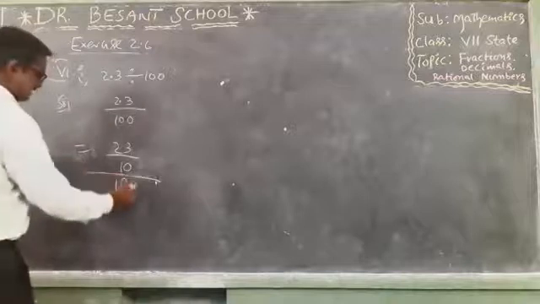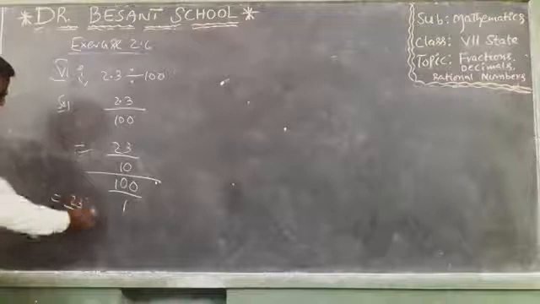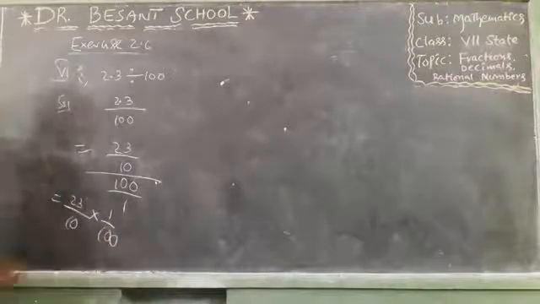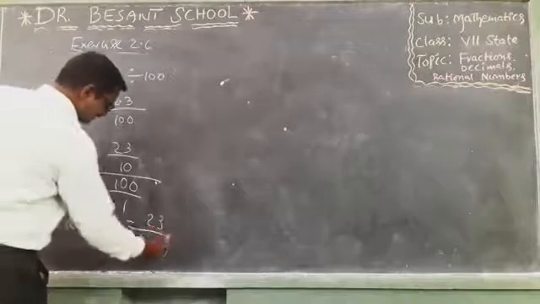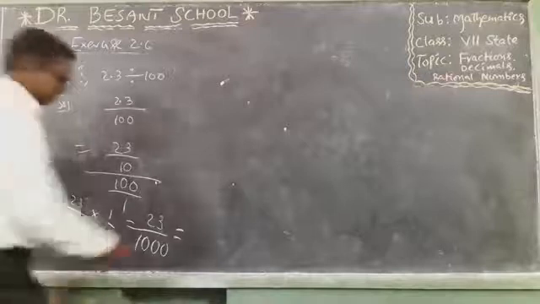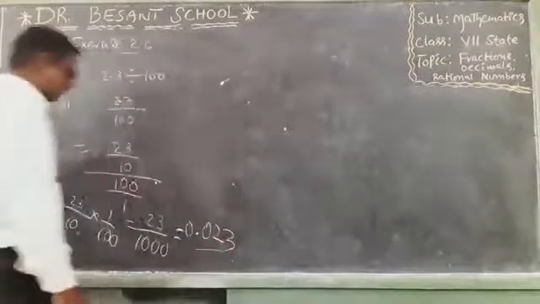Whole divided by 100 means 100 by 1. This is 23 by 10. 100 by 1 comes as 1 by 100, the reciprocal. So 23 ones are 23 by 10 hundreds are 1000. In 1000 three zeros are there, means after three digits we keep a point. 1, 2, 3 point. So 0.023.